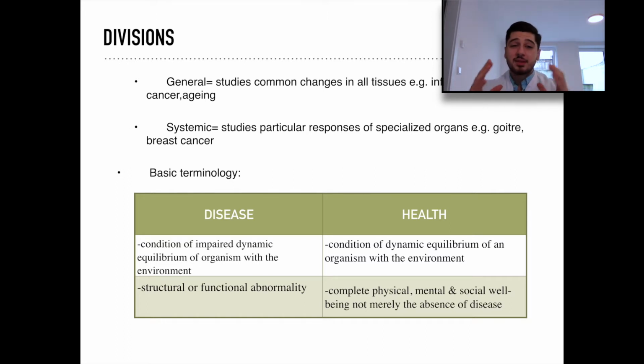So we have the basic terminology, which is the disease, first of all, which is the condition of impaired dynamic equilibrium of the organism within the environment, and structural or functional abnormalities. Health is the condition of dynamic equilibrium of an organism within the environment, complete physical, mental, and social well-being, not merely the absence of disease.